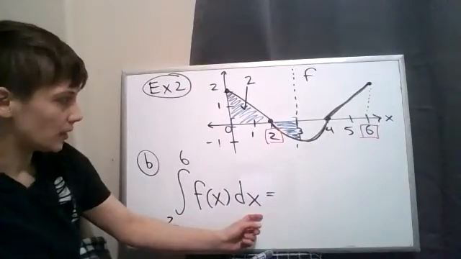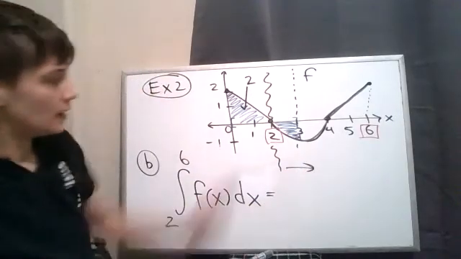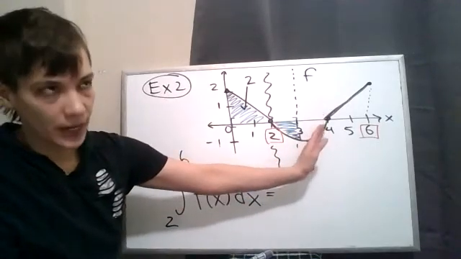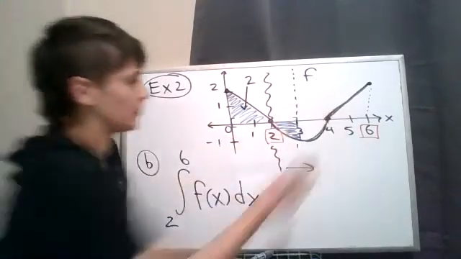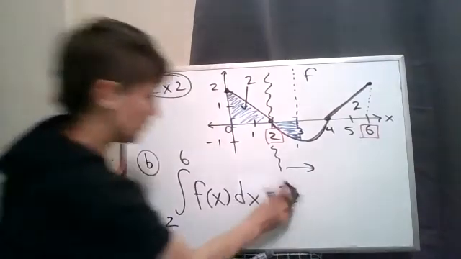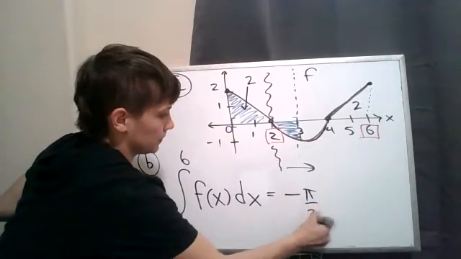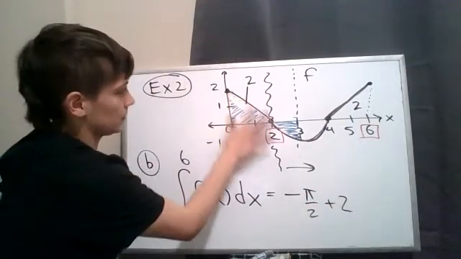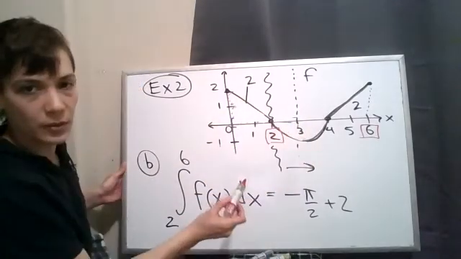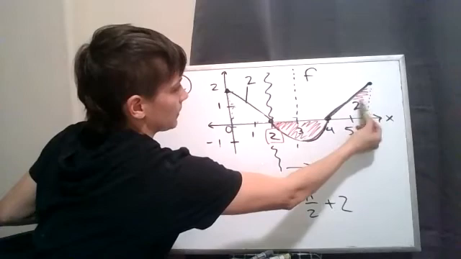Cool. We need to go and get the area that's this way. We have a negative area of pi over 2 and a positive area of 2. So negative pi over 2 plus 2. All right, so this time we wanted to take this piece of area and that piece of area.